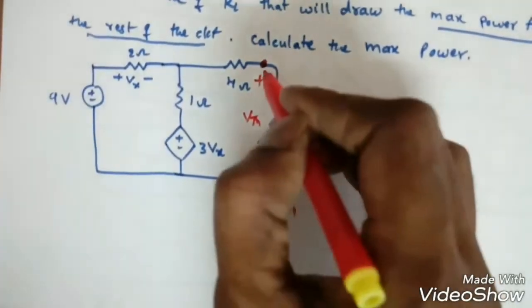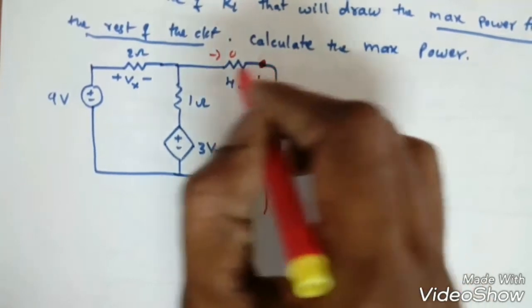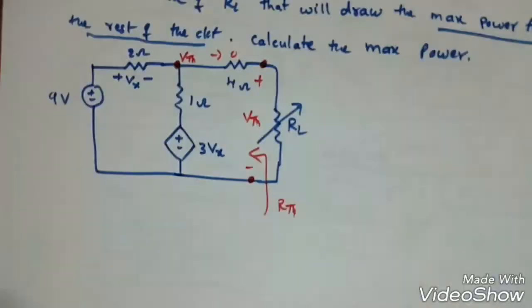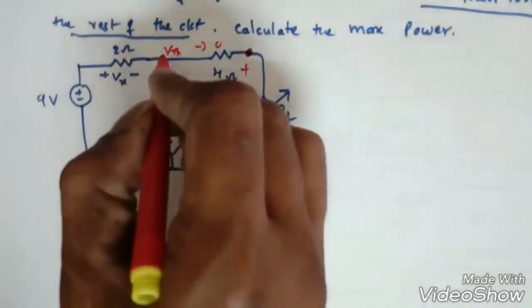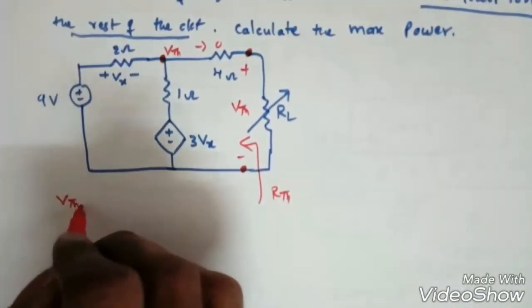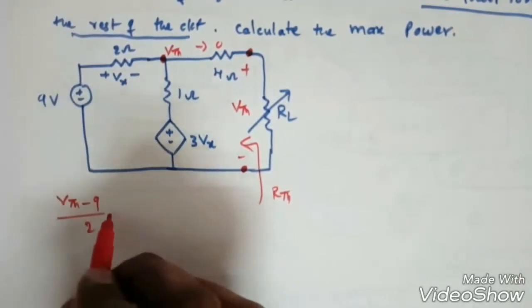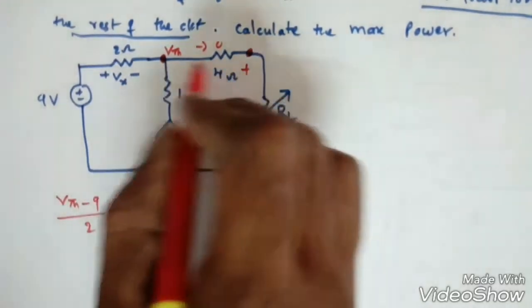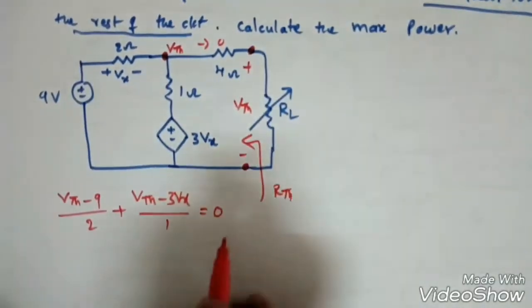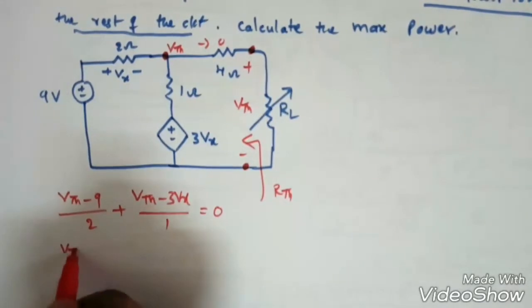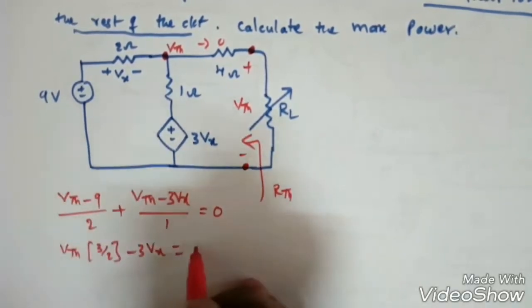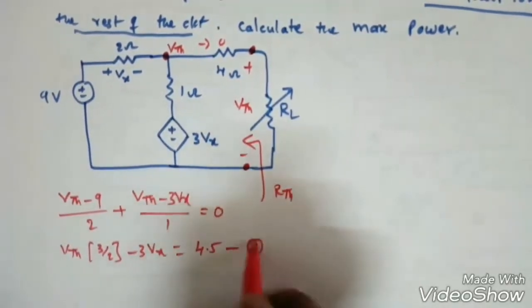The moment we open, the current here will be 0. That means the drop here is 0, so directly we will get VTH here. Now if you apply nodal analysis: (VTH minus 9) by 2 plus (VTH minus 3Vx) by 1, and this current is 0, so directly 0. Now if we take VTH common, this is 1 by 2 plus 1, so 3 by 2 VTH minus 3 into Vx is equal to 9 by 2, that is 4.5. Equation 1.